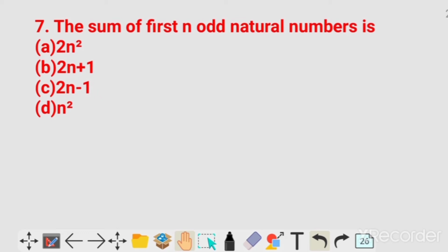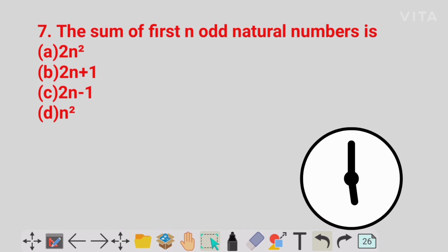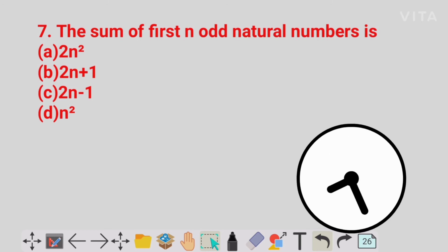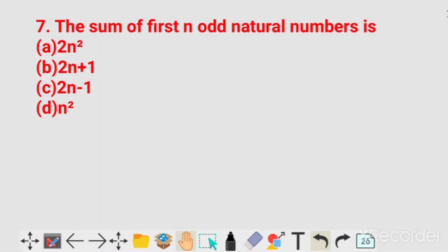Now the next question is, the sum of first n odd natural numbers is 2n square, 2n plus 1, 2n minus 1, or n square. And your time starts now. So the right answer is option D, n square.